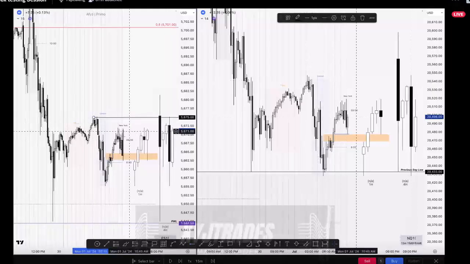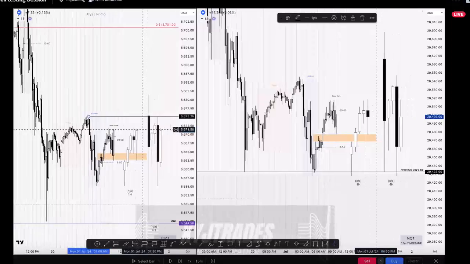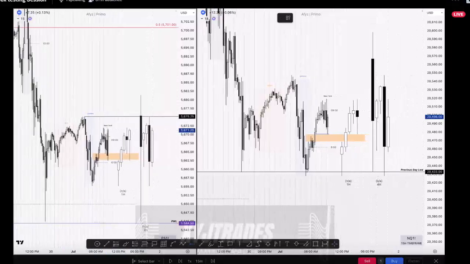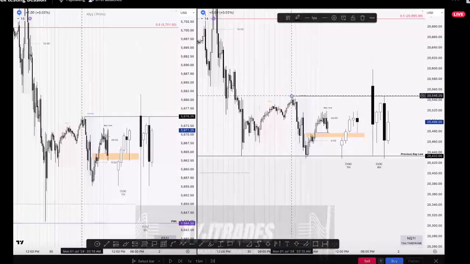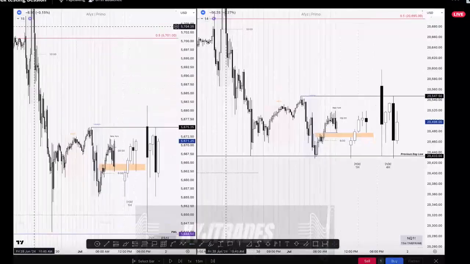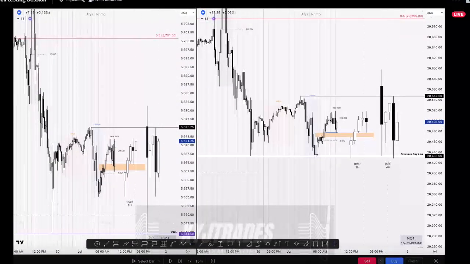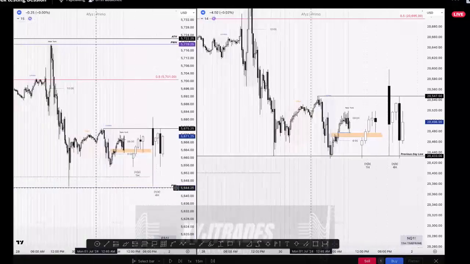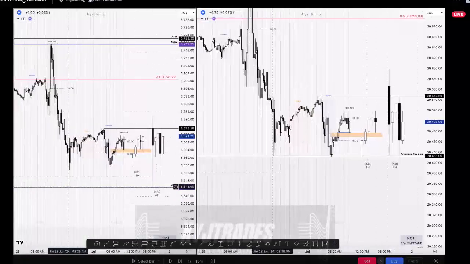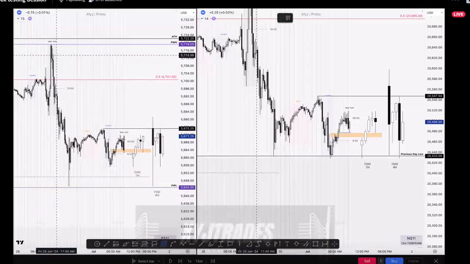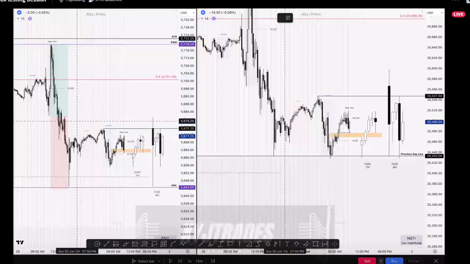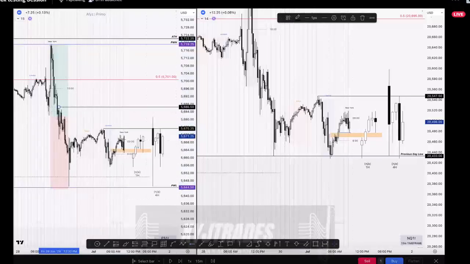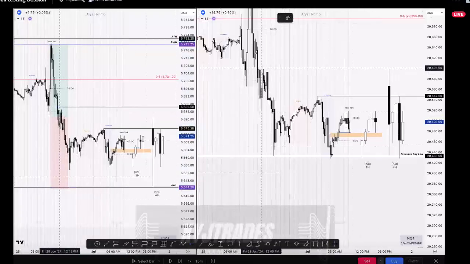These highs. The first draw on liquidity, right? And then maybe I want to target some premium liquidity of the market up here, right? All of this is premium liquidity. The dealing range, right? From here to here, anything in discount or premium rather, I can look for. Cool.